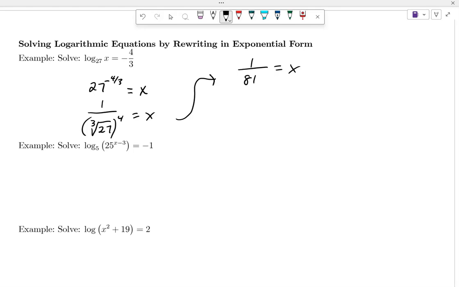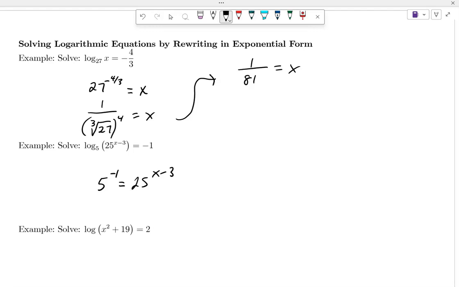Okay. Is the rewriting it in exponential form okay? That part okay? Okay. Tell me how you would rewrite the next one in exponential form. Equals. Good. That would be how we rewrite the next one in exponential form, right? Got rid of the log and do it that way. Does this now look like a type of equation we've solved?